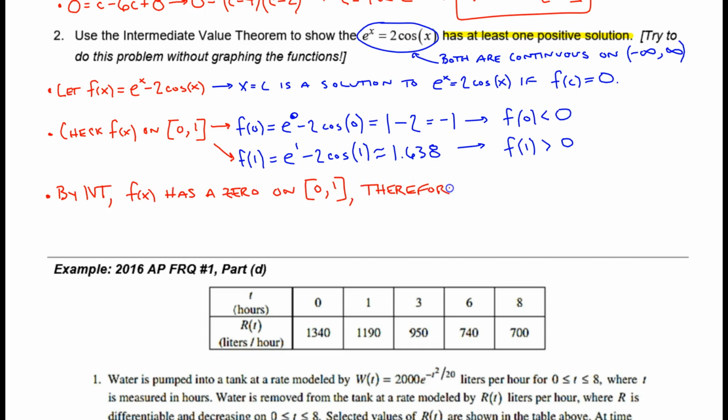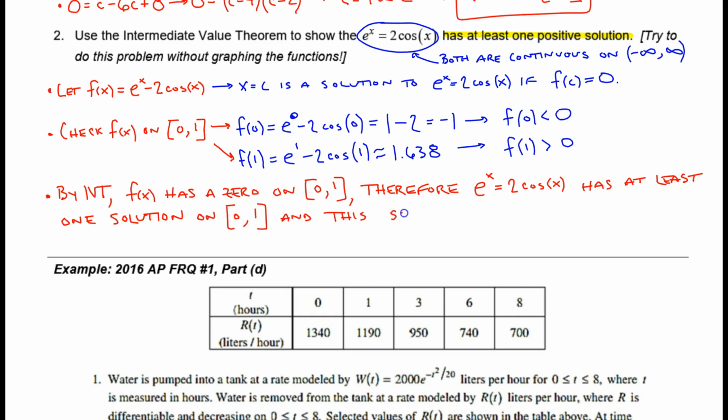Therefore, e to the x, oh folks, you deserve better than that. That e is terrible. Let's start that over. Oh, that's much better. E to the x equals 2 times cosine of x has at least one solution on the interval from 0 to 1. And this solution, or solutions, is positive. All right, folks, that's a pretty cool example involving the intermediate value theorem.